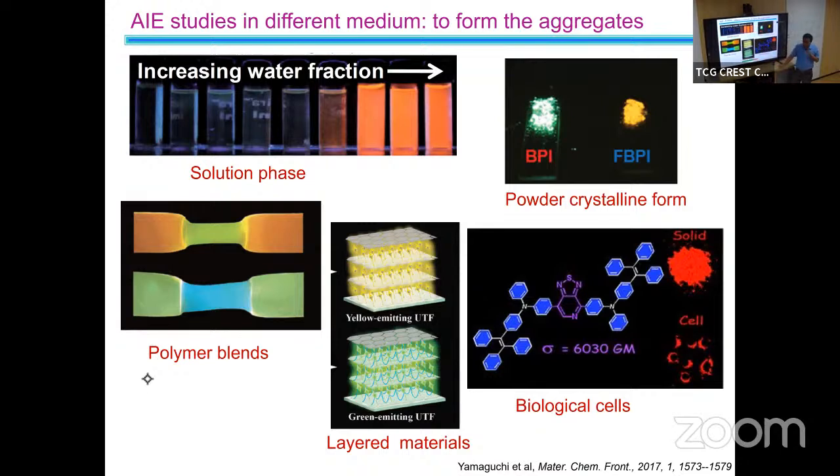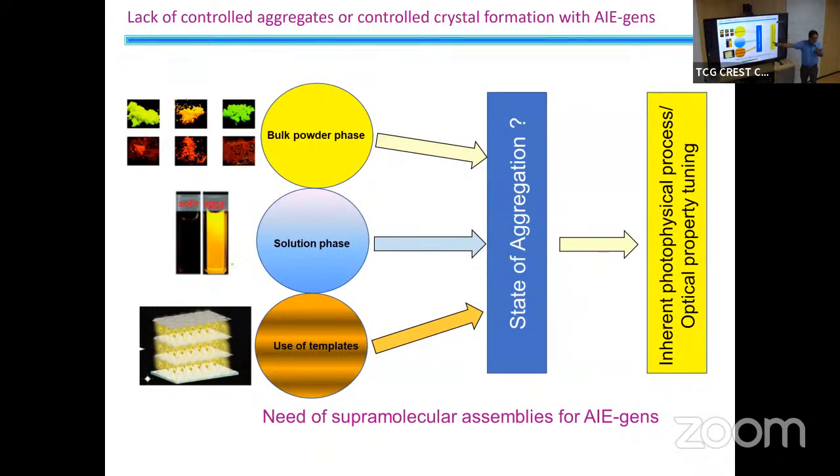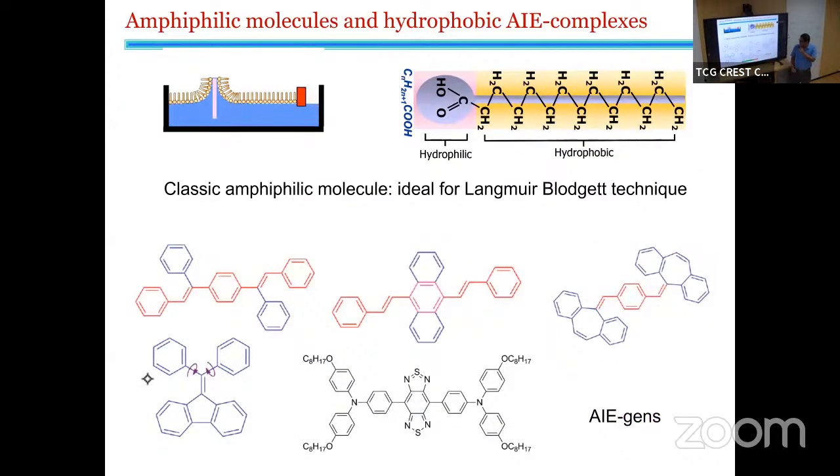People have tried to put it in powder crystalline form or forming single crystals, making polymer blends of this AIE gel, putting them within the layers of materials or even biological cells to put the aggregation of these AIE agents there. None of the techniques are basically giving you a good control over the state of the aggregation. And if you won't be able to control the state of the aggregation, the photophysical properties cannot be tuned or controlled, okay, which is a requirement to make a good lighting device.